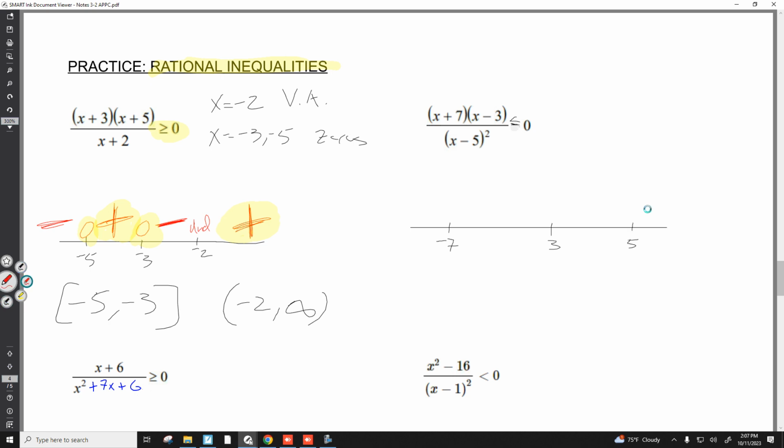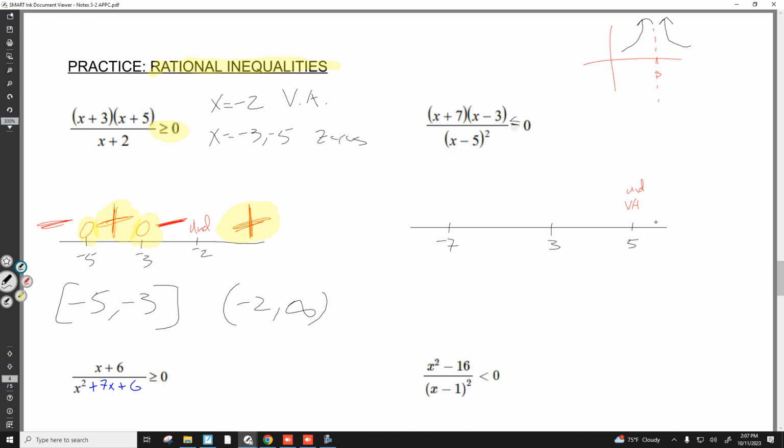Five is your vertical asymptote. It's an undefined value. Now, what's important is that vertical asymptotes, just like zeros, don't have to change sign. You could have a vertical asymptote that looks like this, where to the right and left of the value you're going in the same direction. This is a situation in which that occurs.